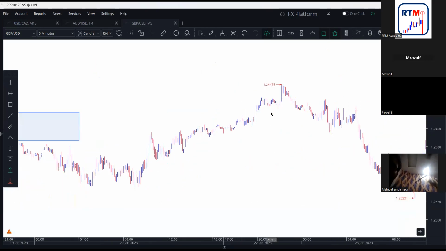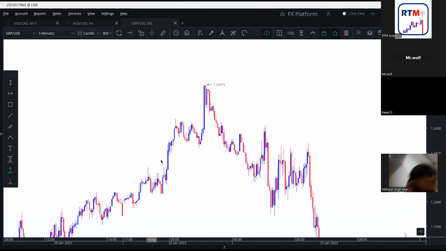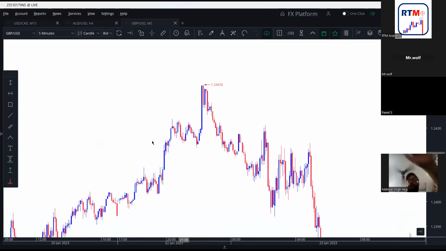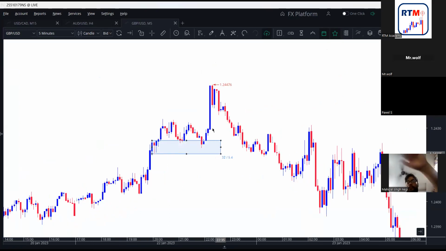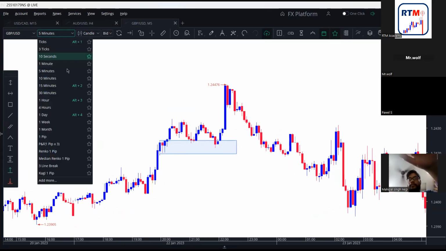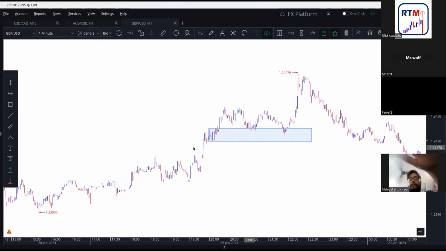But if you see right here, let me move to a lower time frame. Yeah, here we have an area which holds the price down. Let me move one step lower in time frame. Yeah, it's here.